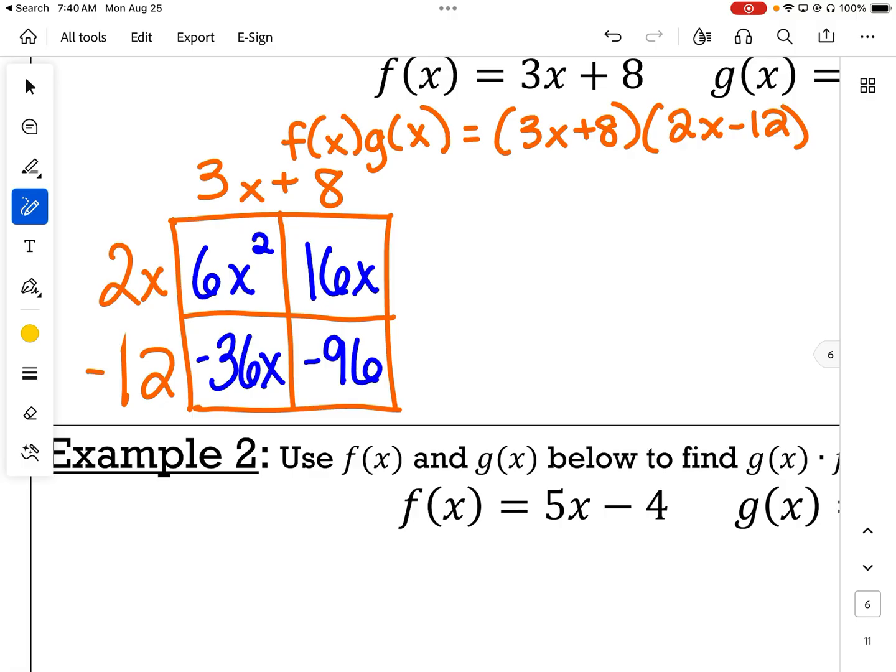Okay, we are going to write this in simplified form, so that means we're going to combine like terms. So any like terms have the exact same variable and exponent. The 6x squared has nothing in common with anything, so that's part of the solution. But then look at the diagonals. That's a 16x and a negative 36x. We can combine those. So we would do negative 36 plus 16.